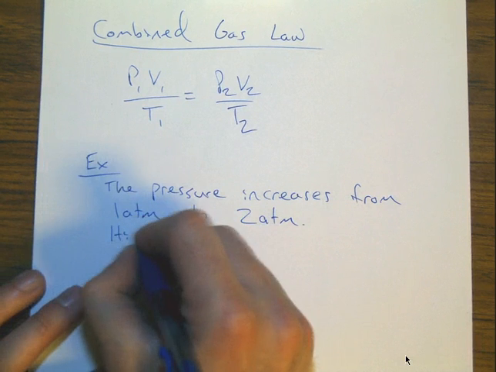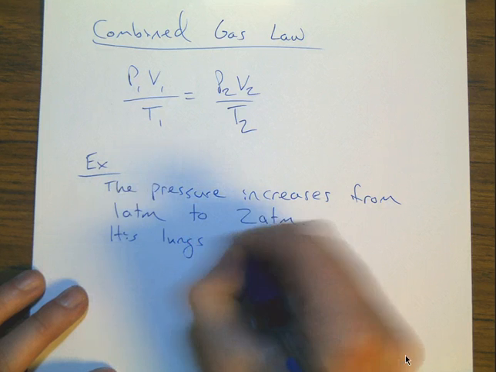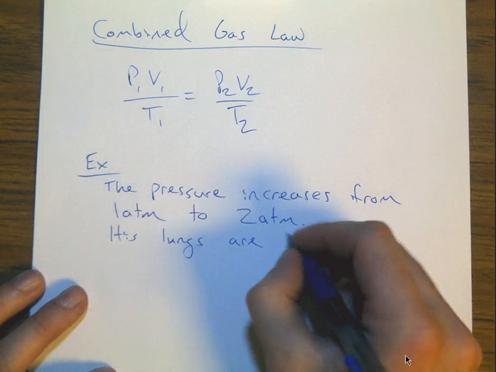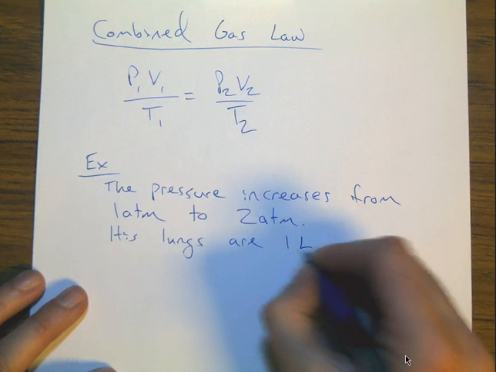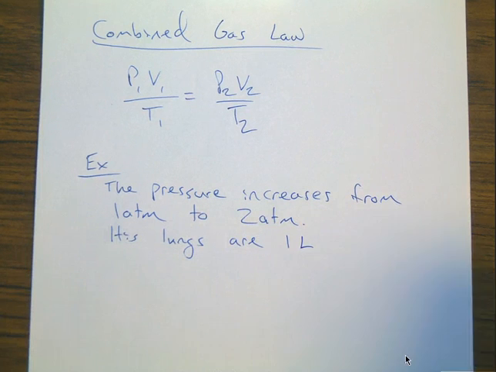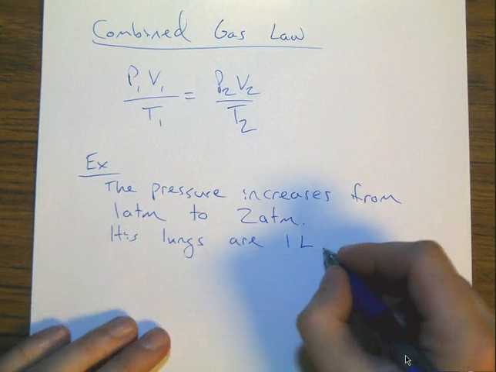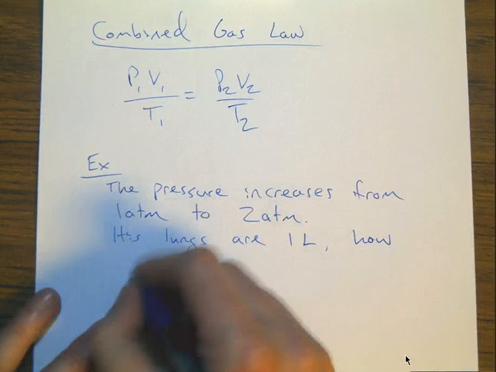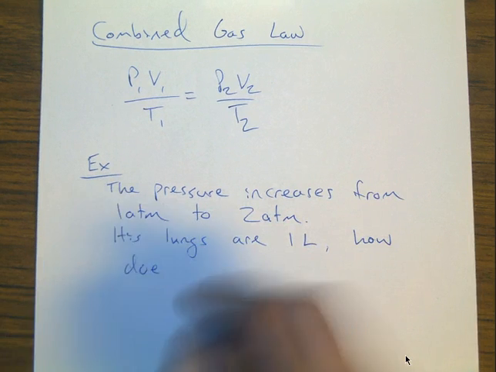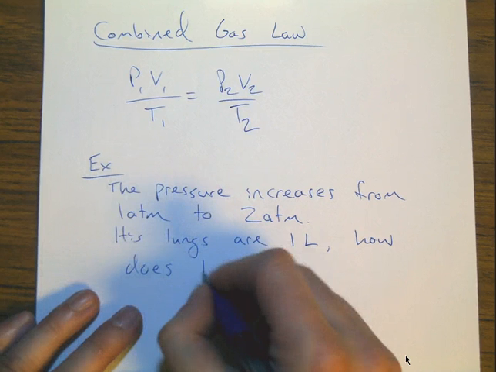and it's going to 2 atmospheres because he's diving. His lungs are 1 liter large. I don't know if that's even close to real, but let's say his lungs are 1 liter. Lungs are really just a balloon. How does their size change?